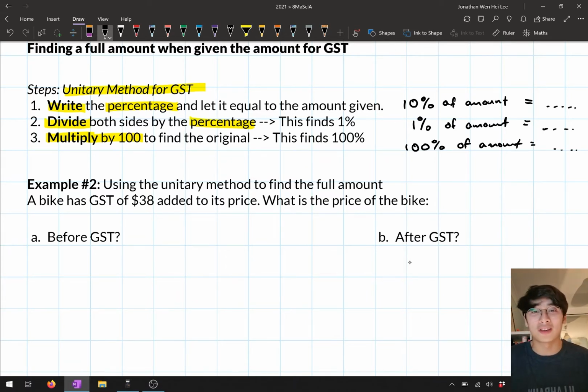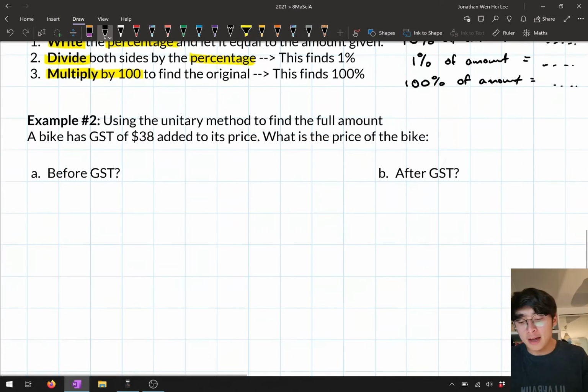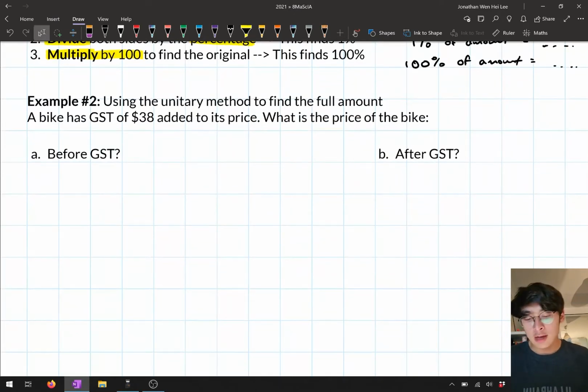Oh, actually, let's have a go at one example of this and actually apply this. So give me a moment. Okay, so using the Unitary Method. A bike has GST of $38 added to its price. What is the price of the bike?